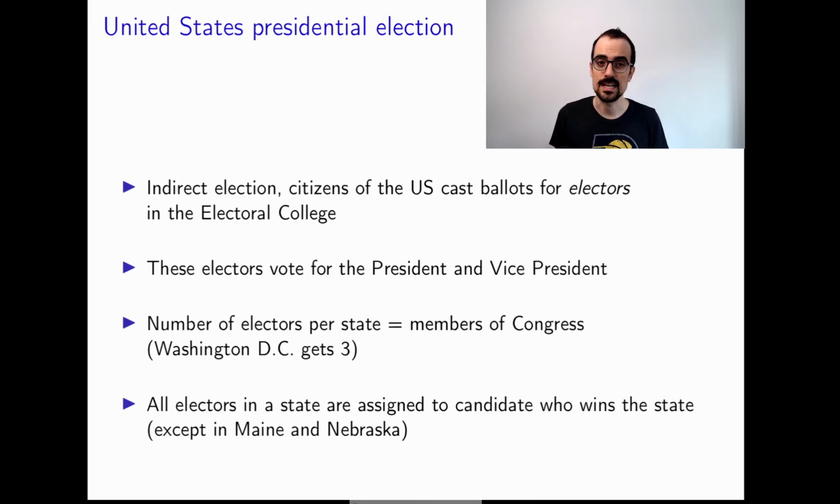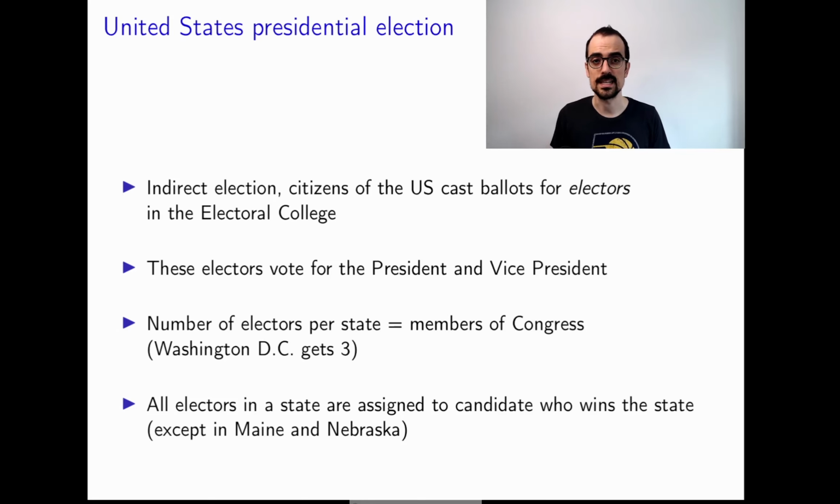It is an indirect election where citizens of the United States cast ballots for electors in the Electoral College, who are then the ones that select the president and the vice president. The number of electors from each state is equal to the number of members of Congress. So large states such as Texas or California or New York have many more electors than smaller states like Rhode Island or Delaware. Washington, D.C. gets 3 electors. So for the purpose of the US presidential election, there are actually 51 states.